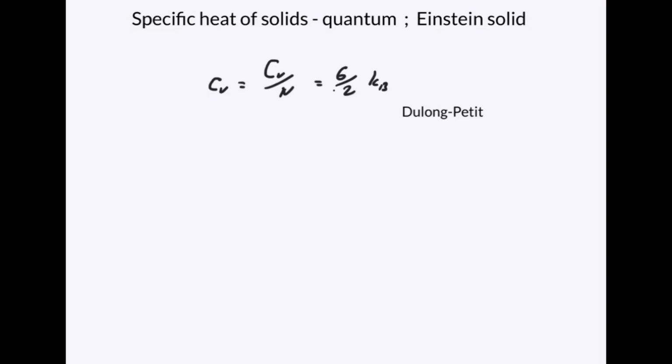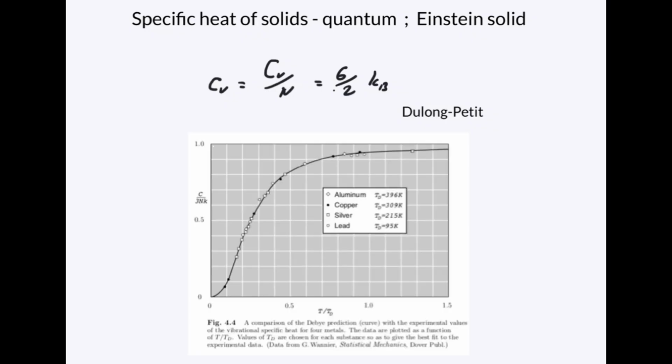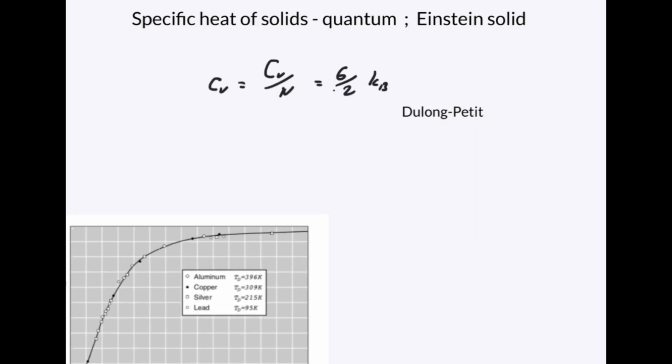By the classical treatment of the specific heat of solids, we confirmed the Dulong-Petit rule, saying that the specific heat per particle is given by 3 k_B. Hence, from the treatment, we conclude that the specific heat is independent of temperature. Yet experiments clearly show there is a temperature dependence, and the specific heat drops to zero for T approaching zero.